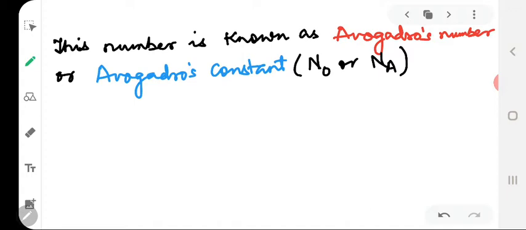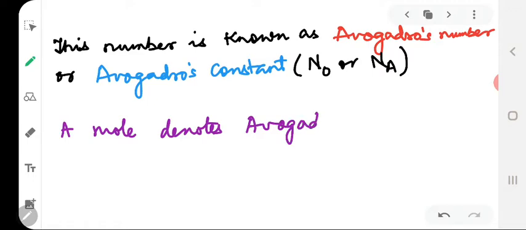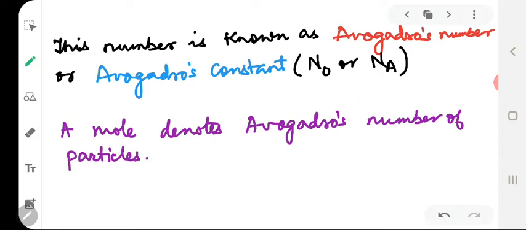So Avogadro's number of particles of any substance are expressed in the form of a term mole. So now we can say that a mole denotes Avogadro's number of particles.